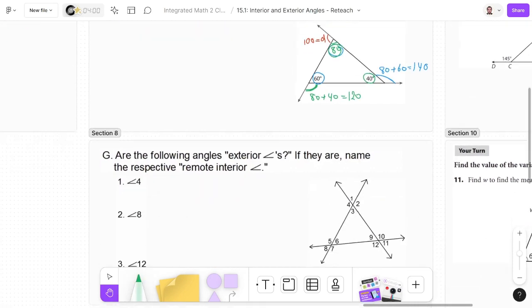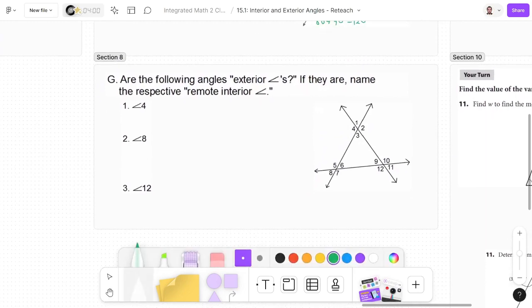Now, let's take one more example. So I look at this one here. How can I solve this? Are the following angles exterior angles, or remote interior angles? Now, angle 4, what is angle 4? This is angle 4. Which two angles represent the remote angles for 4? It's angle 6 and angle 9. So angle 4 can be found by adding angle 6 with angle 9.